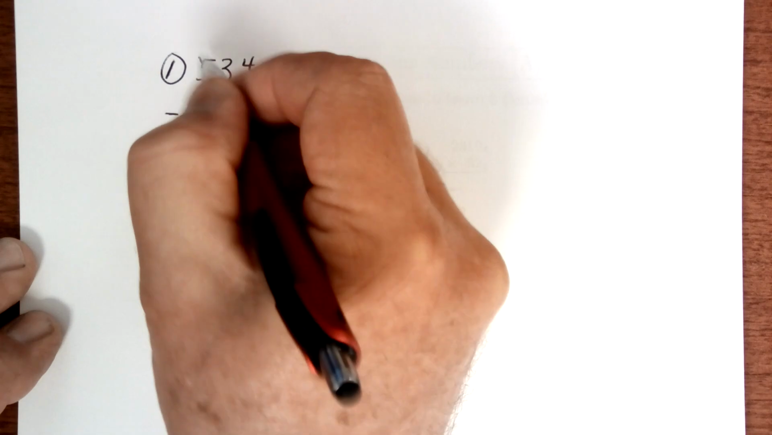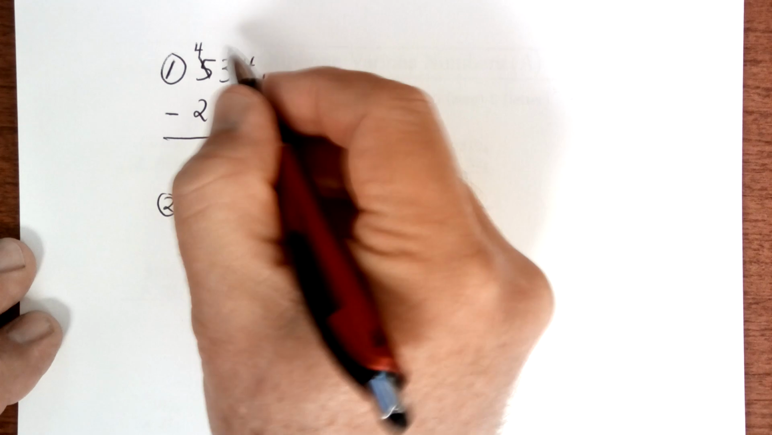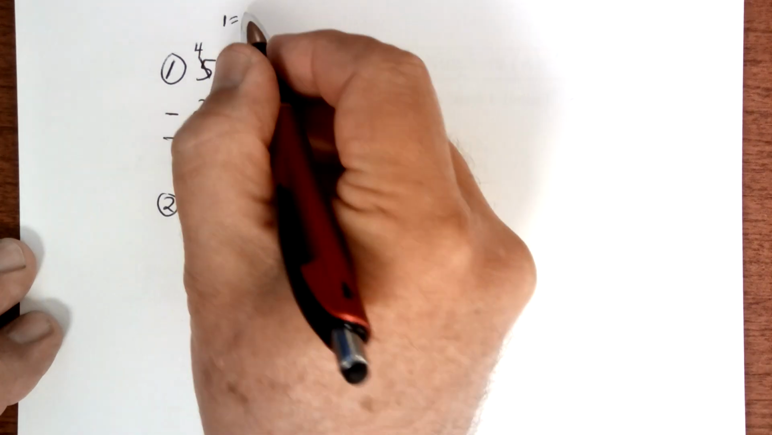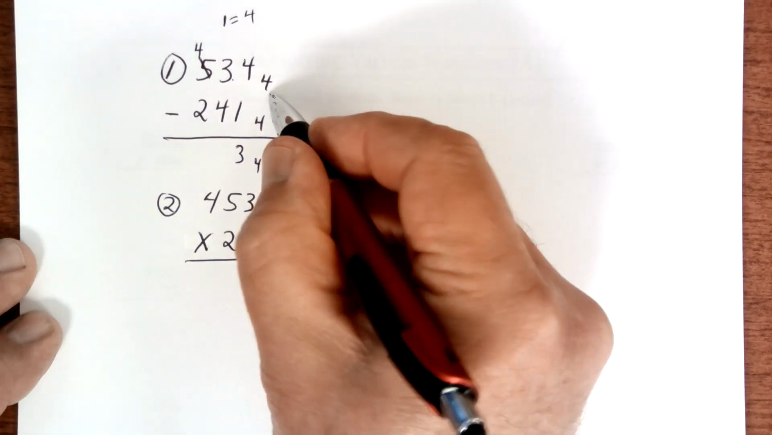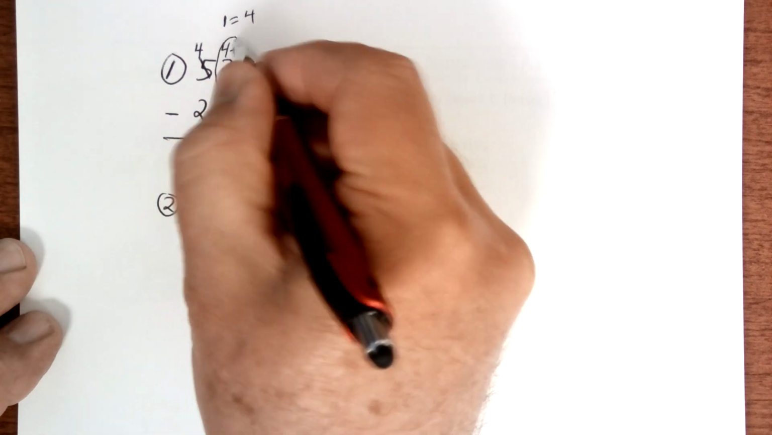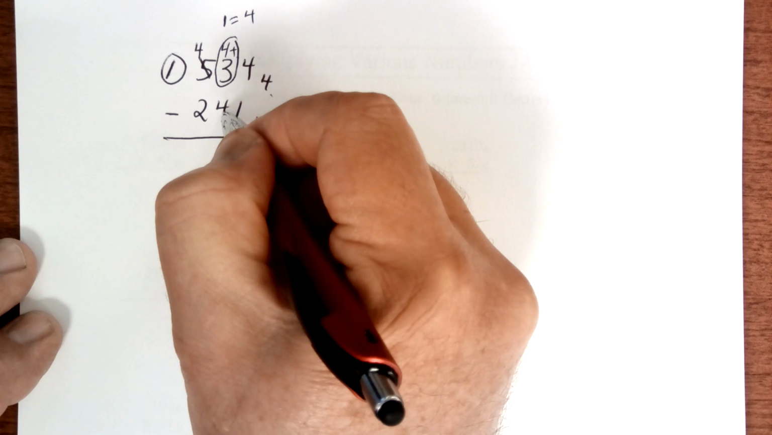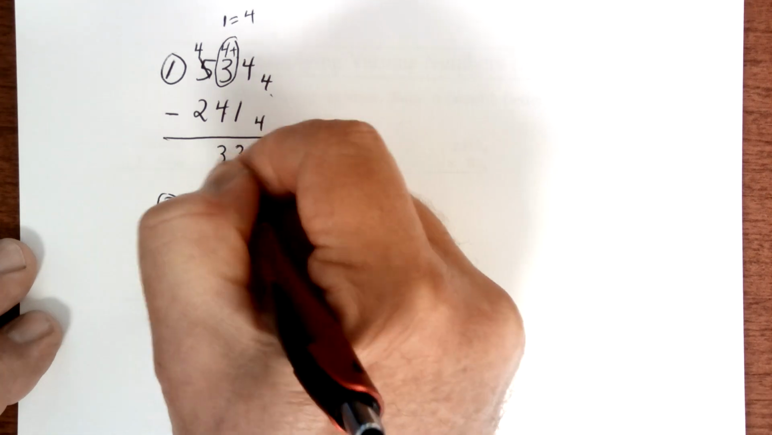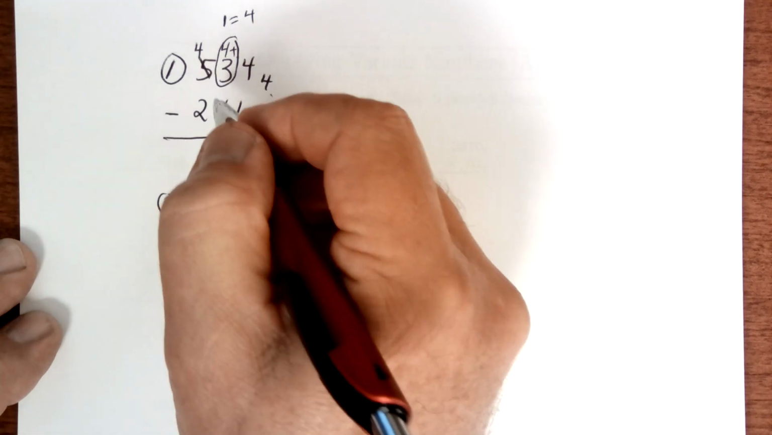This becomes a 4. But the 1 you borrow is actually going to be worth 4 because it's base 4. So you're going to put a 4 here. So that's actually going to be 7. And 7 minus 4 is going to give you 3. And then 4 minus 2 is going to give you 2.